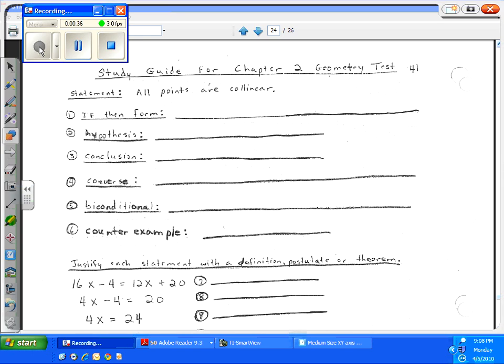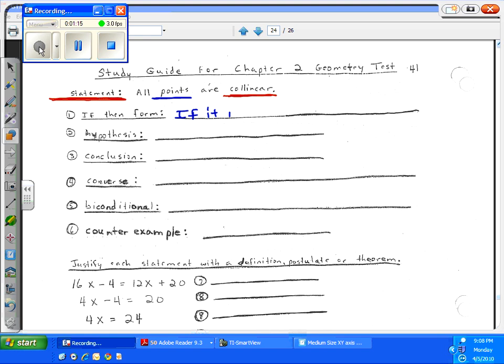Statement: all points are collinear. If we want to write that in if-then form, then we're going to take the first part of that statement. We're going to try to put an if in there, but we have to lock it down to being one single point. And we're going to use something like it, or he, or she. This is not a human, so obviously we would say it. So we need an if, and we need an it.